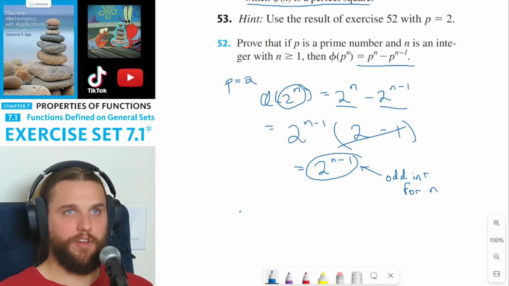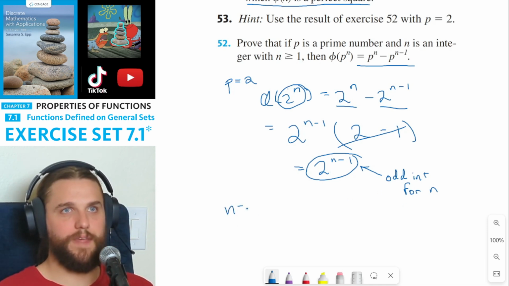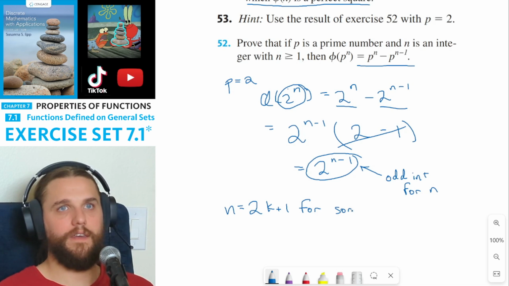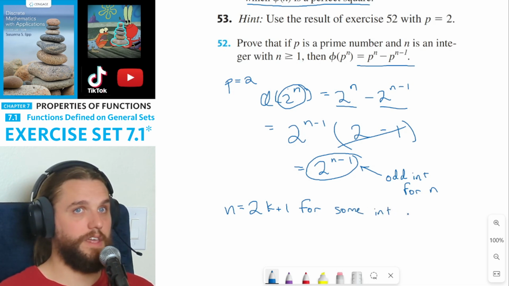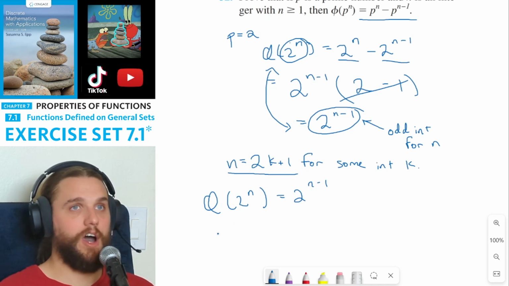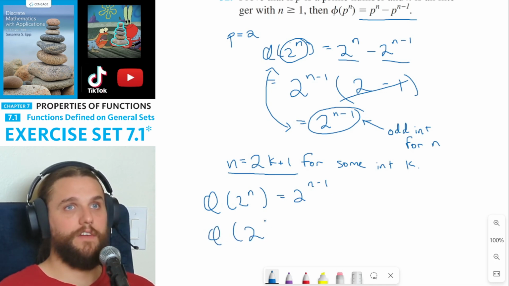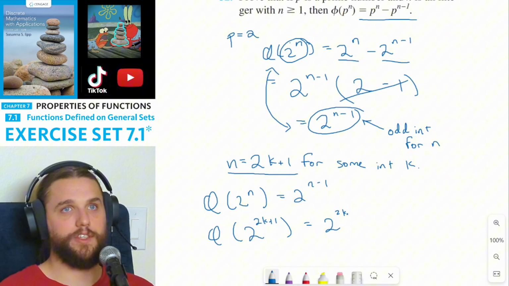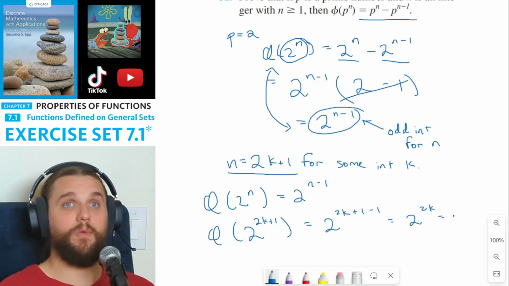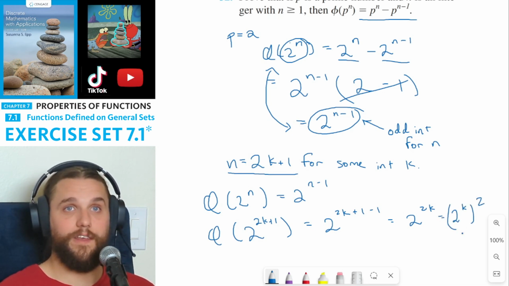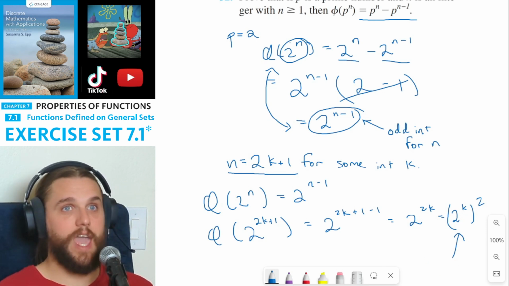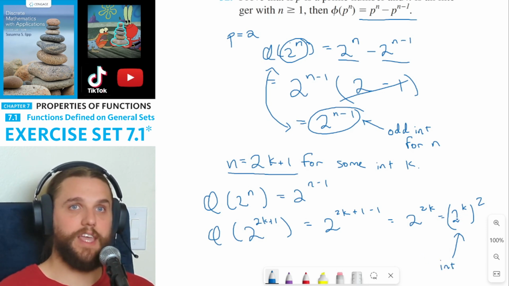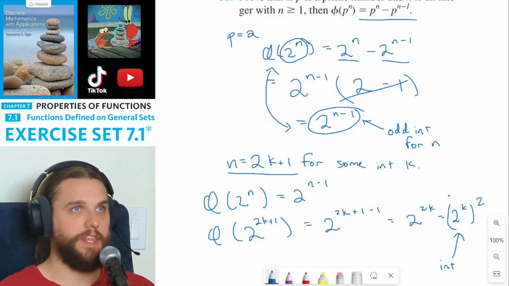So let me explain a little bit further. Let's assume that n is odd. So let's assume that n equals 2k plus 1 for some integer k. That's the definition of an odd integer. In this specific case, this is really saying phi of 2 to the 2k plus 1 equals 2 to the 2k plus 1 minus 1, which is just 2 to the 2k. But I'm going to write this as 2 to the k squared. This result is a perfect square because this number inside the parentheses is an integer. 2 to the k is going to be an integer.